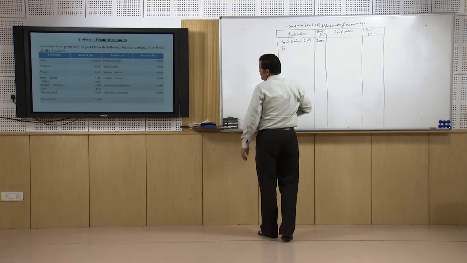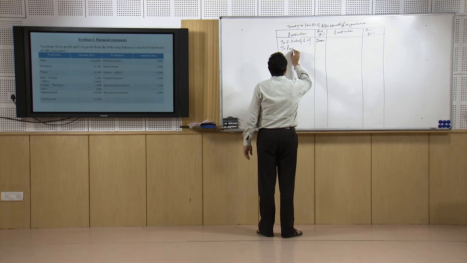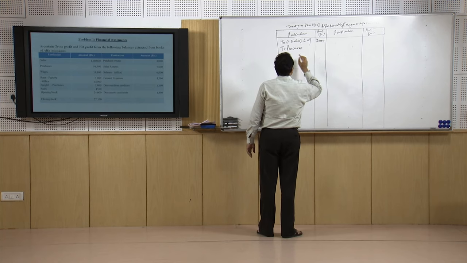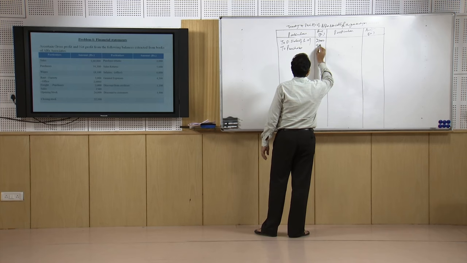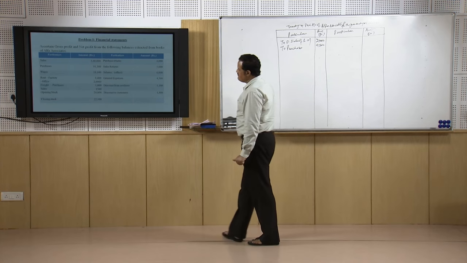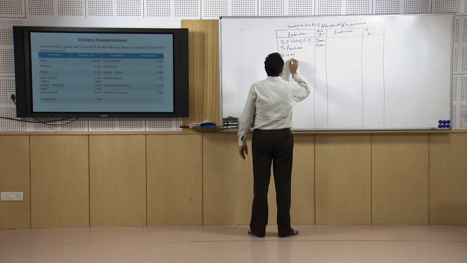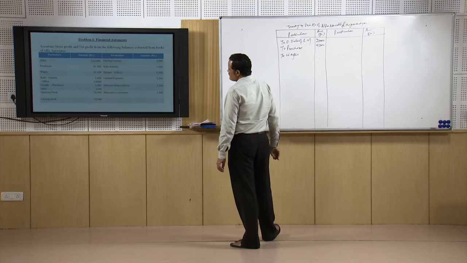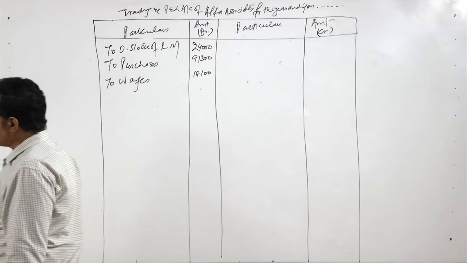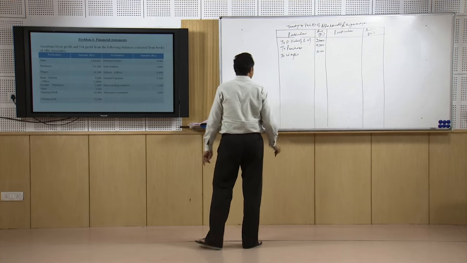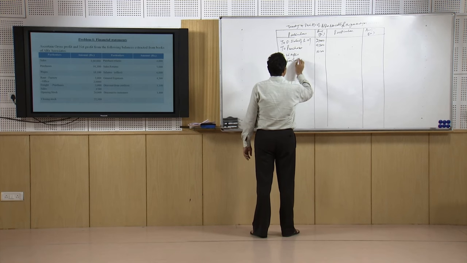Then the second item is To purchases of the raw material. We are also given To purchases, 91,300 rupees. Then the next item is To wages, that is 18,100, and any other direct item here, yes, we have the factory rent. To factory rent.